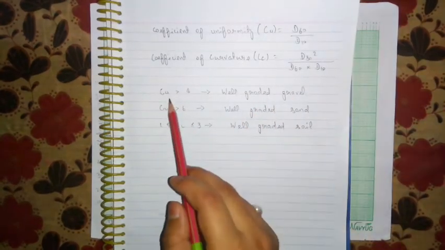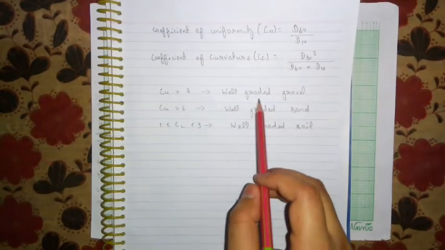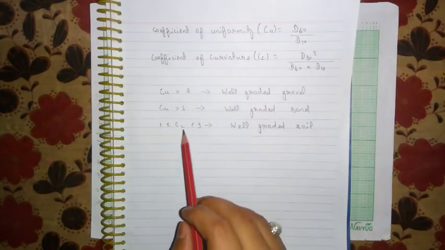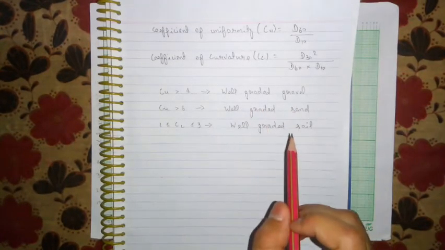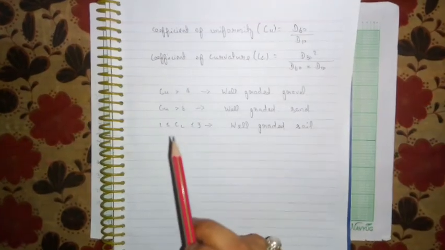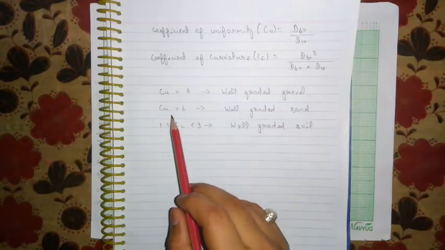Based on the values that we get for Cu and Cc, if Cu is greater than 4, then that soil is known as well graded gravel, and if it is greater than 6, then it is well graded sand, and if Cc is between 1 to 3, then that particular soil is a well graded soil. So for well graded gravel, two conditions are to be satisfied: Cc should be between 1 to 3 and Cu should be greater than 4. And for well graded sand, Cc should be between 1 to 3 and Cu should be greater than 6.